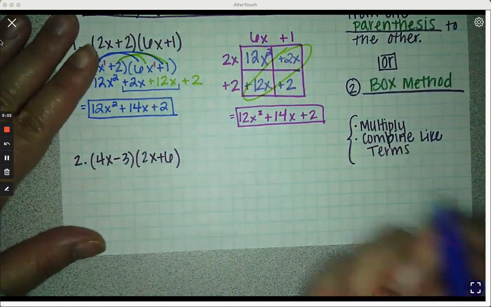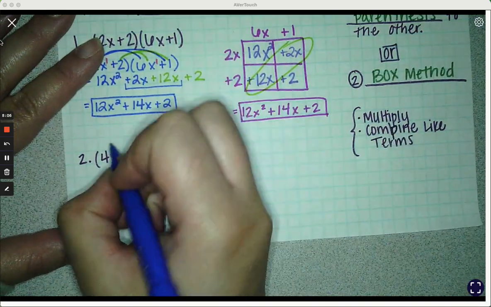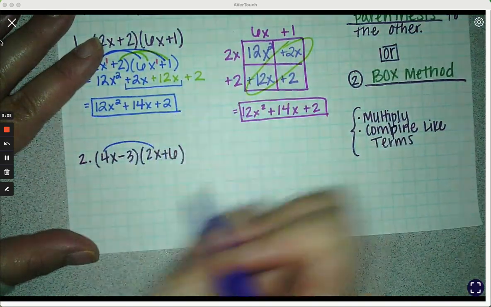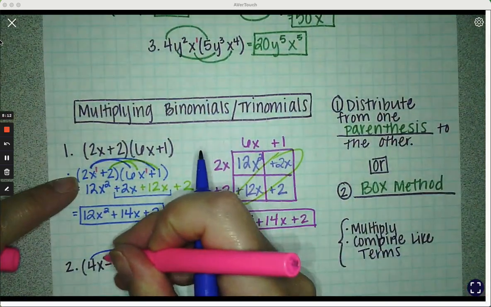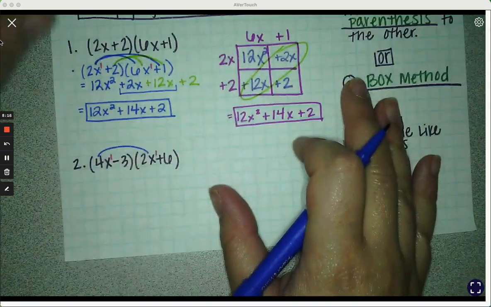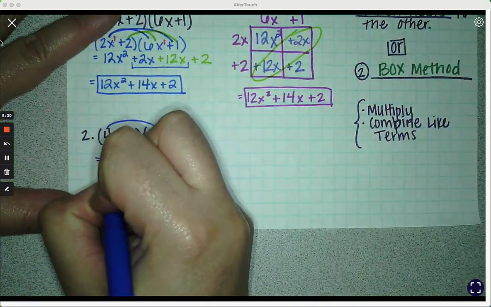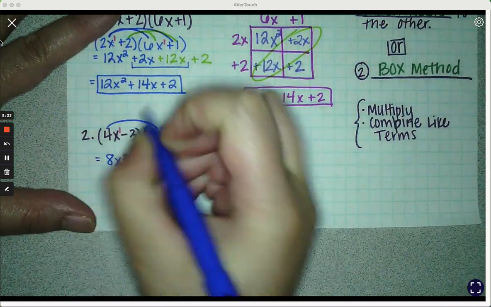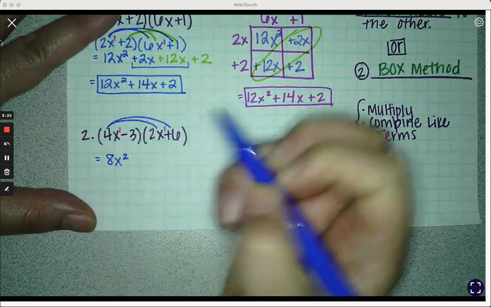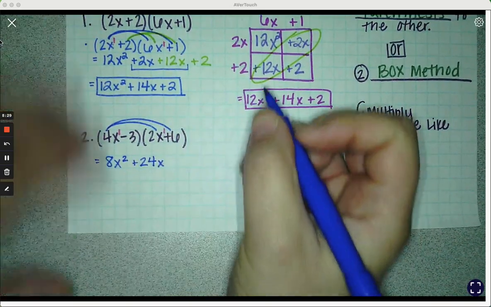Looking at example number 2, same idea. So I'm going to show you both ways. Go ahead and write my exponents in there. If there's none there, it's always the understood 1. So 4x times 2x, 8x squared. 4x times 6 plus 24x.